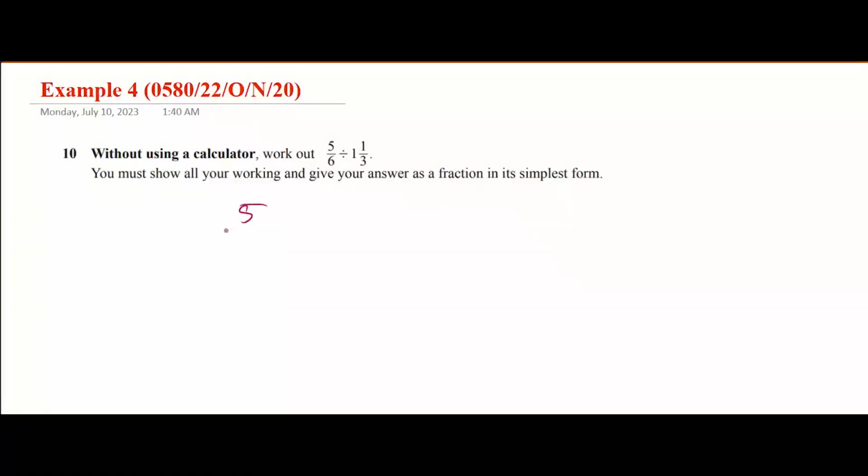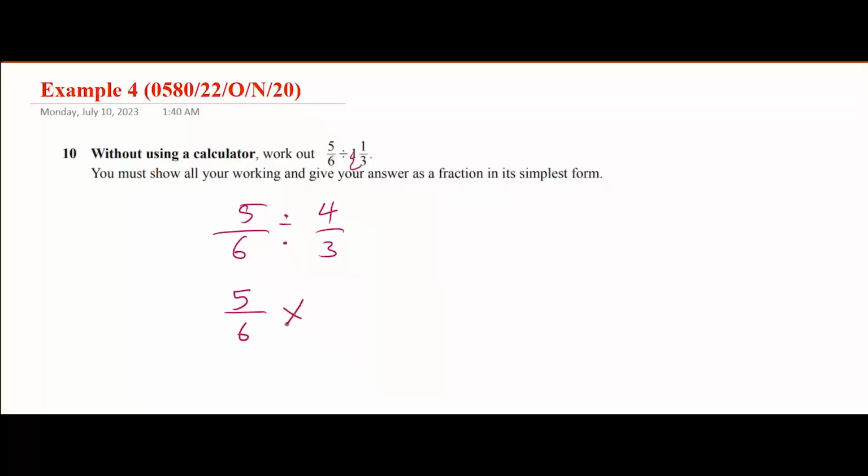That will be 5 out of 6, then divided by 3 times 1, that will be 3, 3 add 1, that will be 4. You have 4 out of 3. Then the next thing we need to do is to change this division sign to the sign of multiplication. That will be 5 out of 6, then multiplied by. Immediately you change this to a multiplication sign.